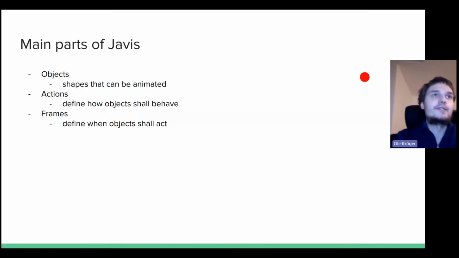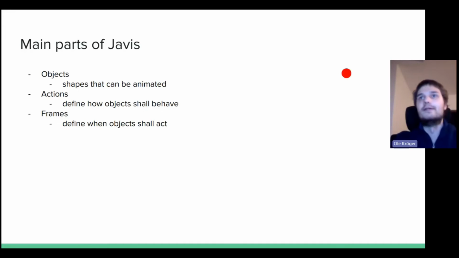So for the main parts of Javis, we have these objects, actions, and frames. Objects are just the shapes that can be animated. So in this example, we have just a red circle. Actions basically define how an object shall behave. And frames: for all the stuff that I've just shown you, we always act for the full length of the video or GIF on the object.